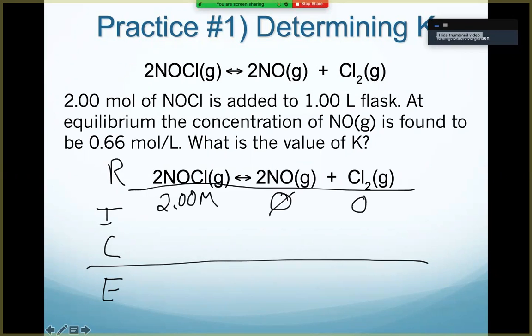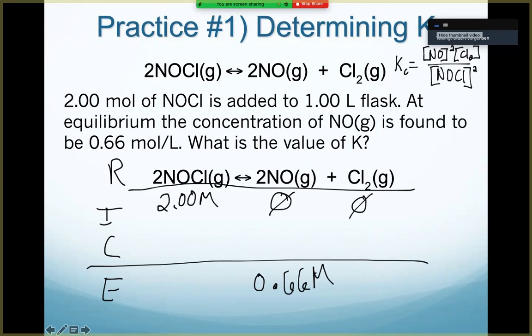Unless we're told otherwise, there are very few instances where it can happen, but they're pretty few and far between for most systems. Usually we don't start with any of our products for our gaseous species. You can assume that the chamber is empty with the exception of our reactant. And then we know that after everything is said and done, the equilibrium concentration for our nitrogen monoxide was 0.66 molar. And that's all we know. Well, I guess we could also write our K value. We know that Kc is going to equal our products, in this case, our NO concentration squared times our Cl2 all over our reactants, which was the NOCl quantity squared.